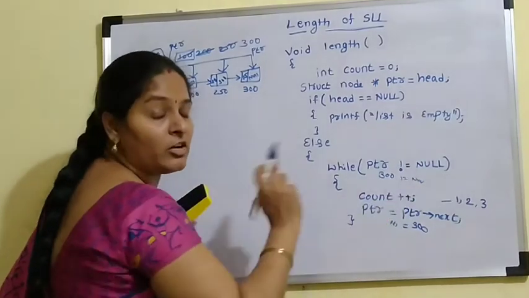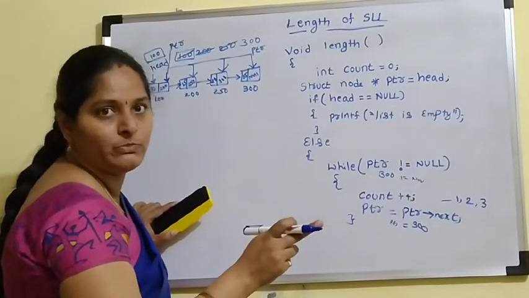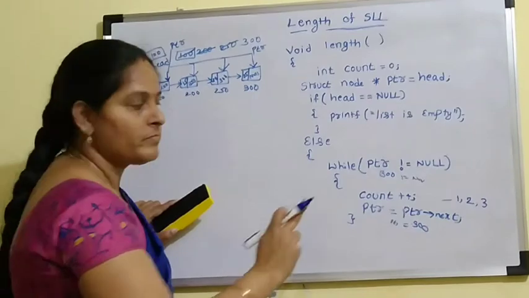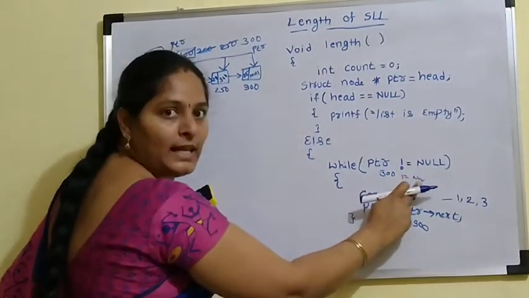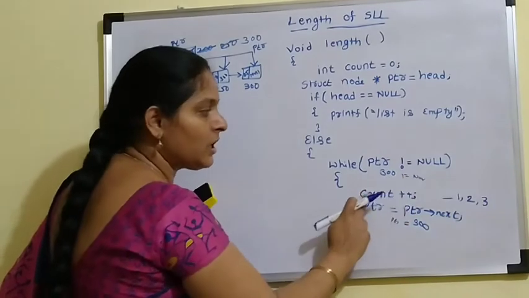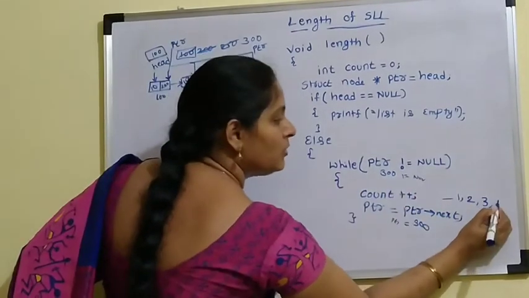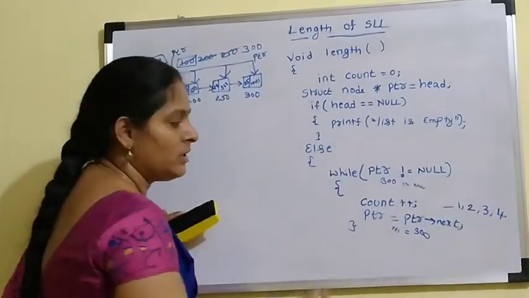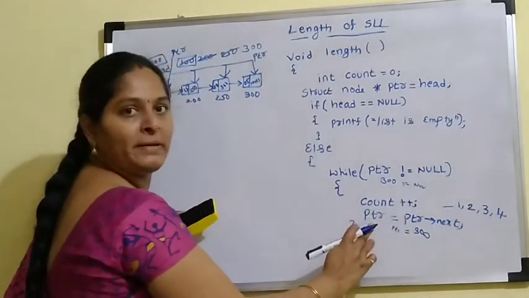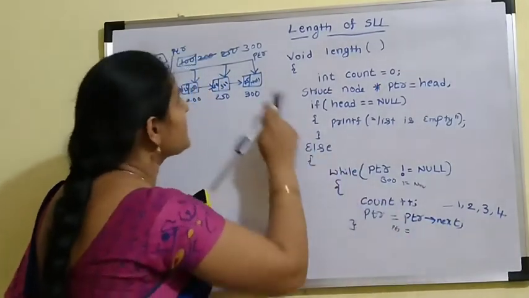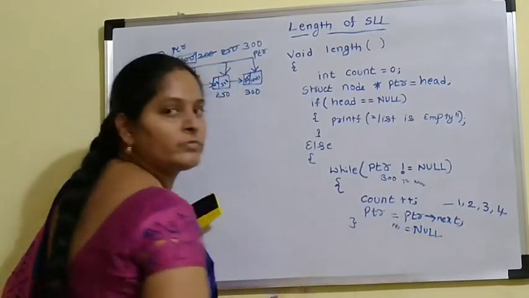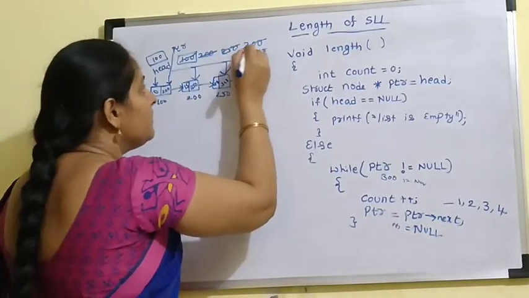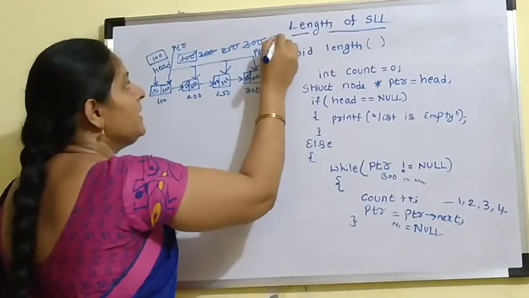Alright? We are not comparing with the next value. We are comparing with the PTR value. So PTR value is 300. So 300 not equal to null. If 300 not equal to null, count plus plus. So count becomes 4. Now assign PTR next address to the PTR. What is the PTR next address now? PTR next address is null. Right? So for PTR we are assigning the null value.